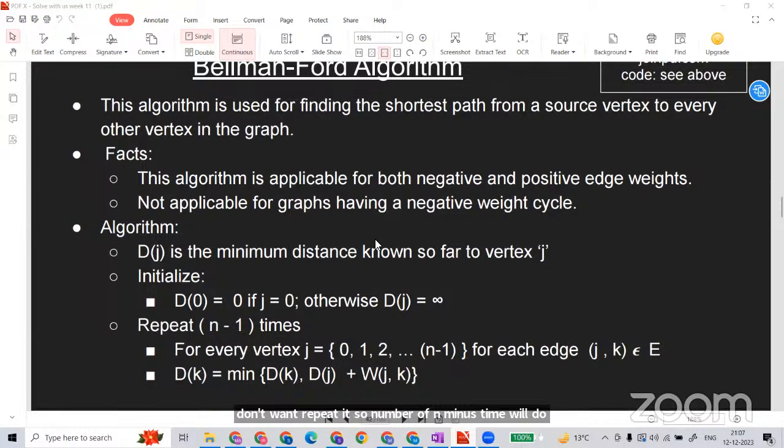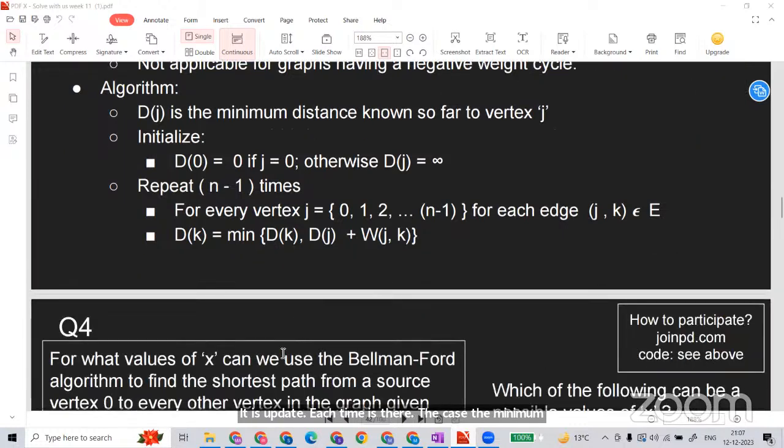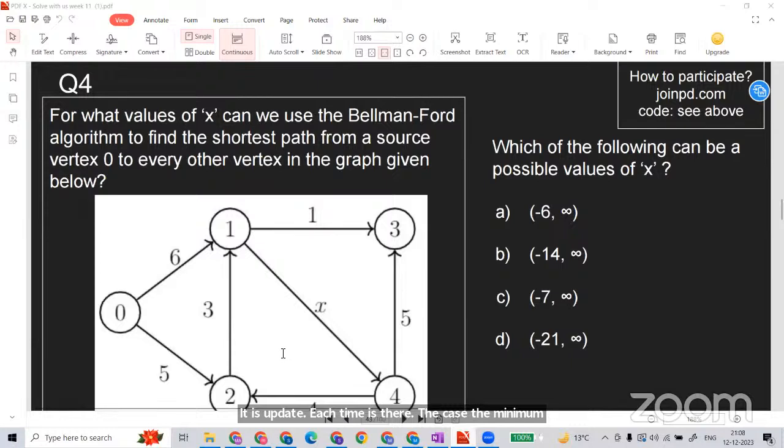So for every vertex j and each edge jk belonging to E, here is the update each time: dk is the minimum of dk and dj plus weight. So we'll see with this example, it will be easier to understand.